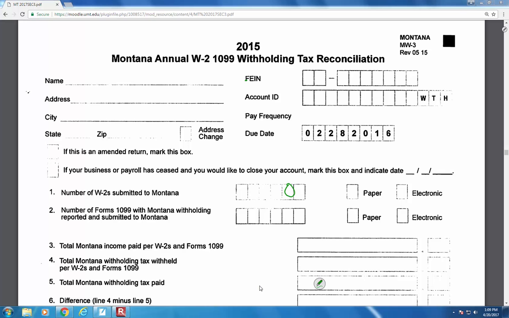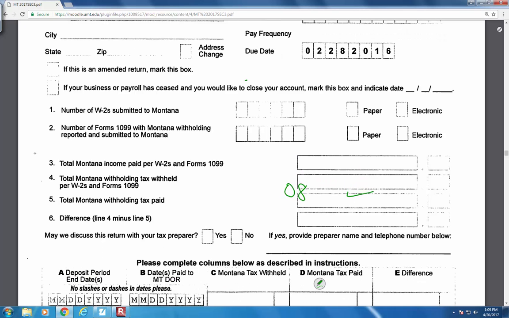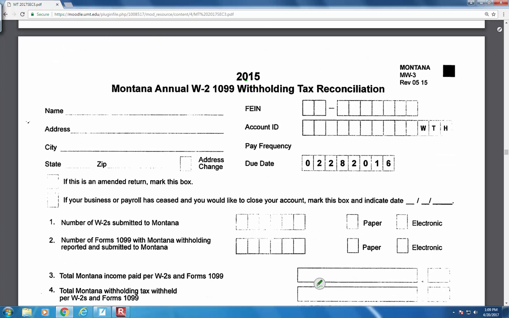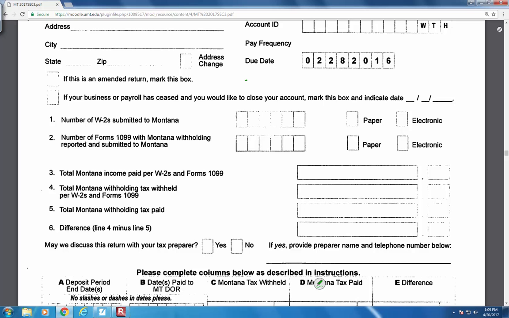Say I've got 8 employees. Then you basically just tell them how much the gross income is. I don't know off the top of my head, I think it's like box 13 on the W-2 as your state wages. But it's going to be the same as box 2. Federal wages and state wages are the same thing.